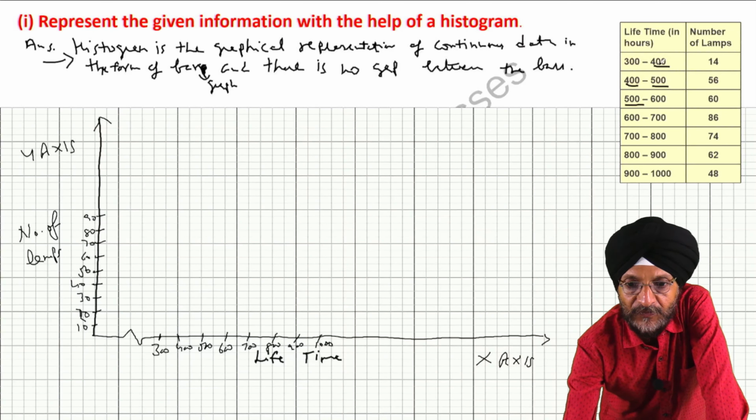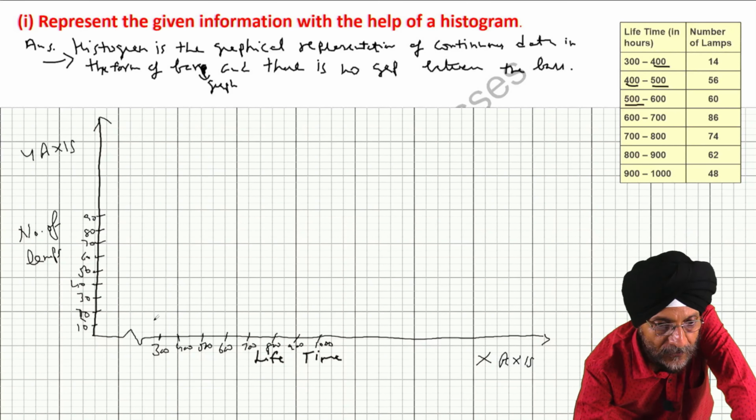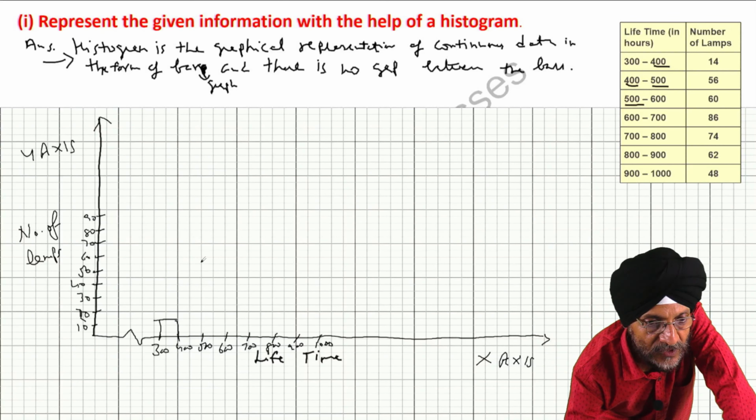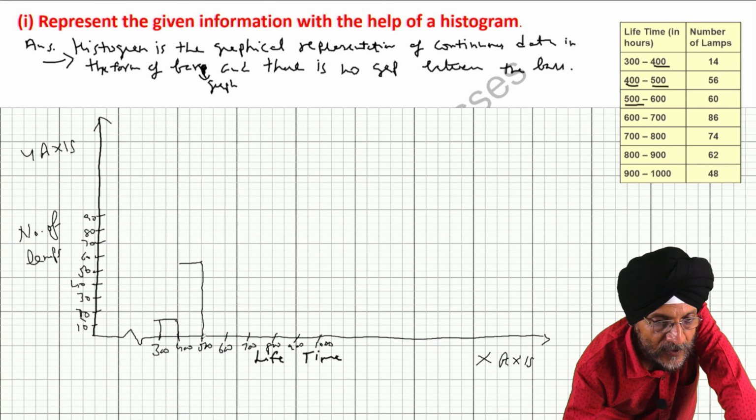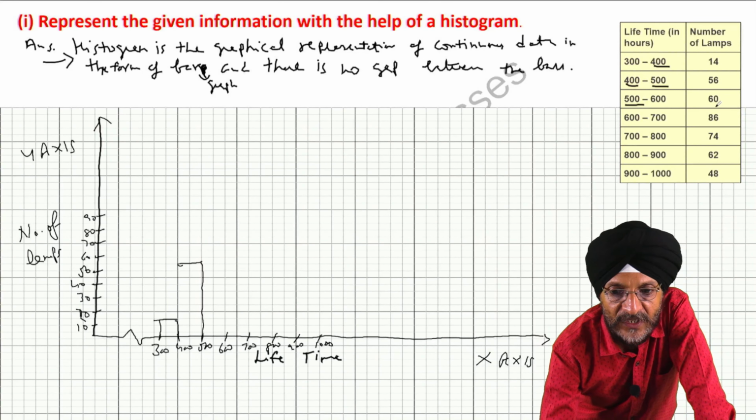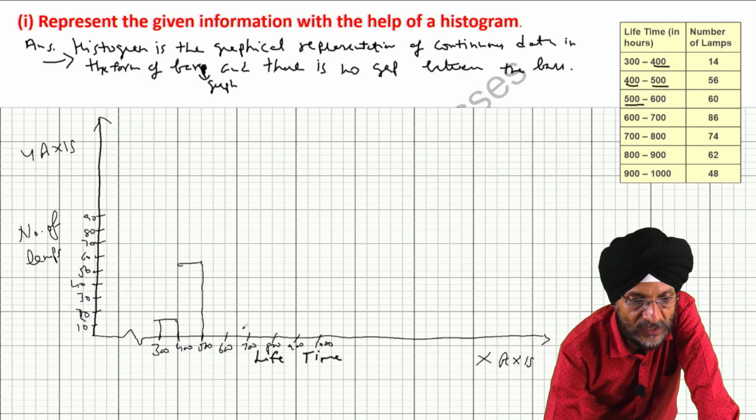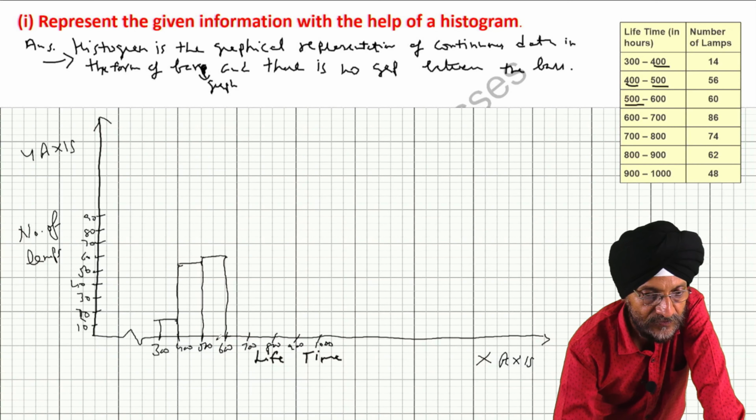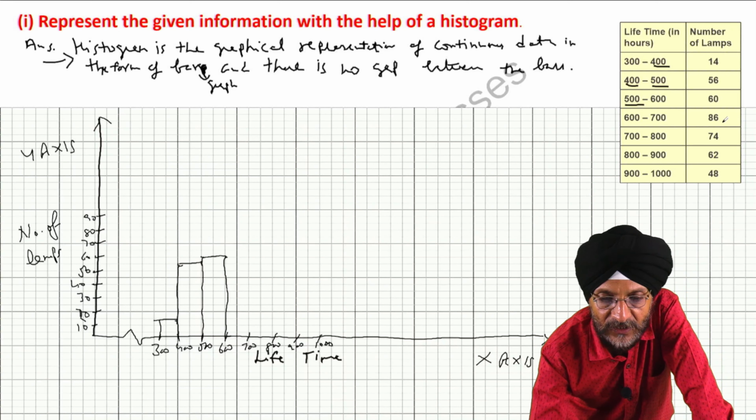So, first is lifetime in hours 300 to 400. Then the number of lamps is 14. So we can assume that it is up to this point. Next is 56. 56 lies somewhere between this point. This is the next bar. Now the next is 60. Lifetime 500 to 600. That is this. These are 60. This is the next bar graph. Now 600 to 700. These are 86.